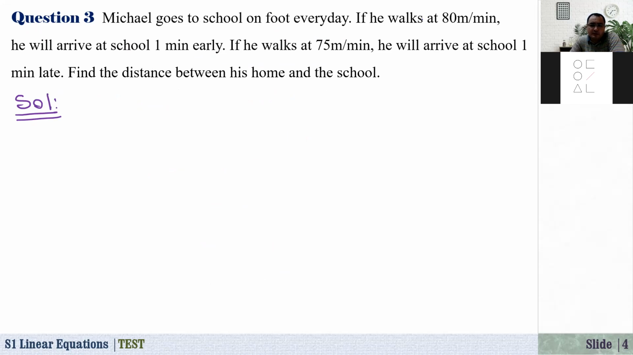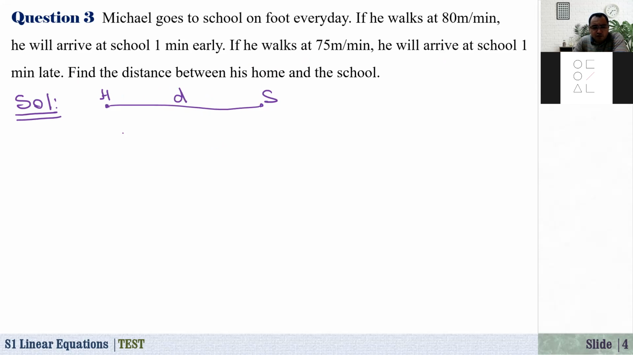That means that his usual speed is different, right? When he changed, now his speed is 80 meters per minute, he will arrive at school 1 minute early. If he walks at 75 meters per minute, he will arrive at school 1 minute late. Find the distance between his home and the school. So let's say this is his home, and somewhere else here is the school. So the distance between his home and school, let's say it is d meters.